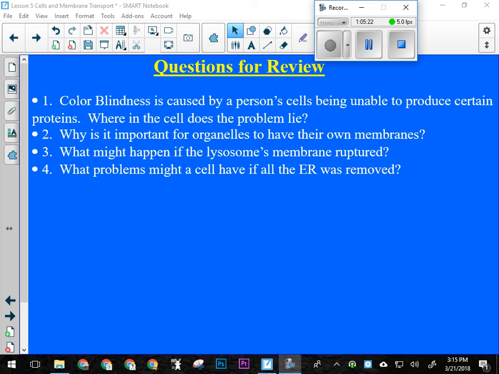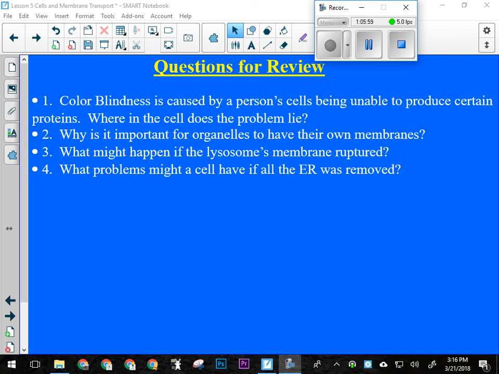Why is it important for organelles to have their own membranes? It's a big long word, started with C. Oh, we better look that one up. It was in the key points, the first key point. Evan. Compartmentalization. It's important because every organelle has a different environment in which the process it does works best. With every organelle having a compartment, those processes work more efficiently.